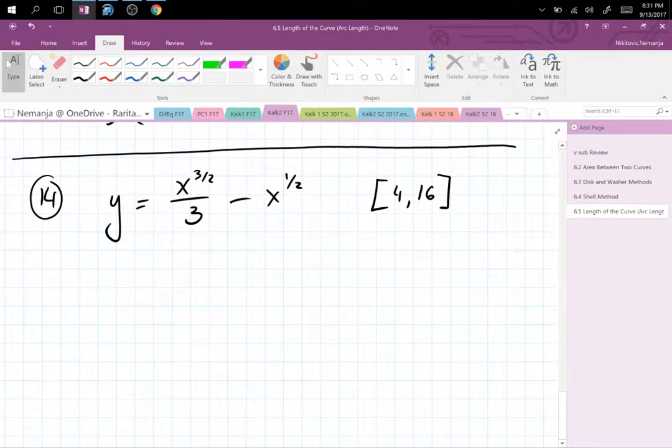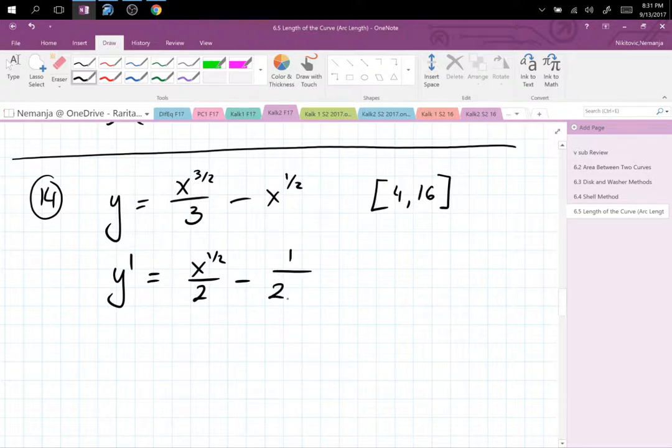All right. Okay, ready? Did you already get the derivative? Yeah. Perfect. What is it? X to the 1/2 over 2 minus 1 over 2 square root of x. The derivative is root x over 2 minus 1 over 2 root x. Nice. Ready?